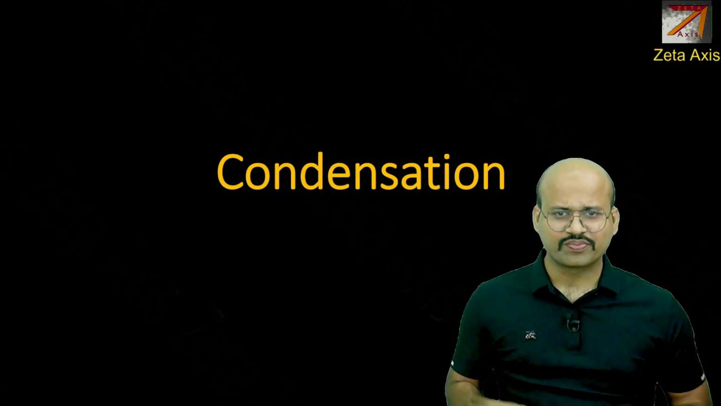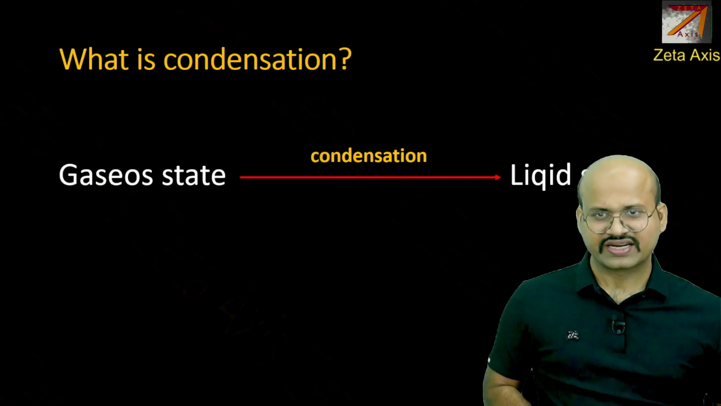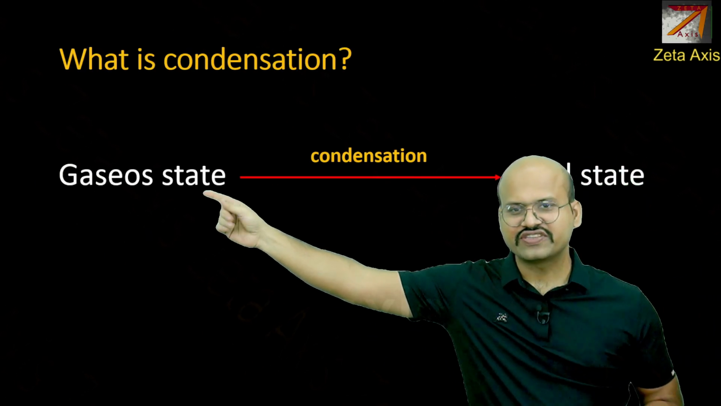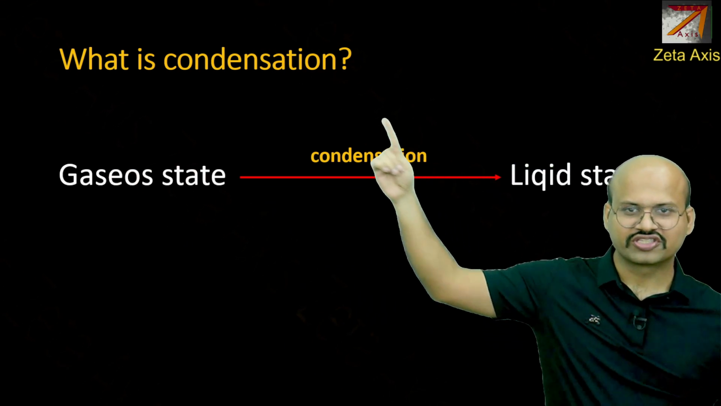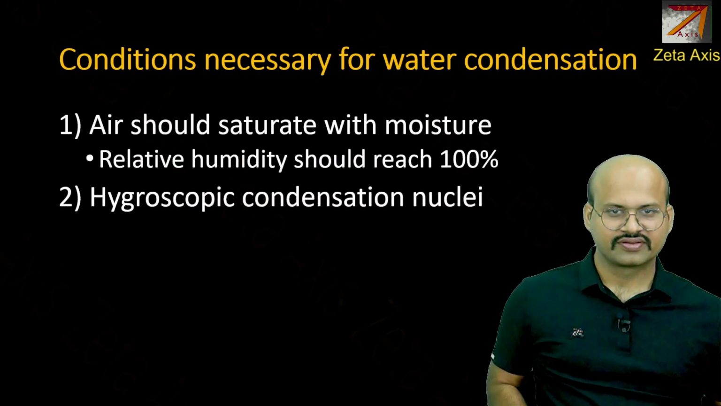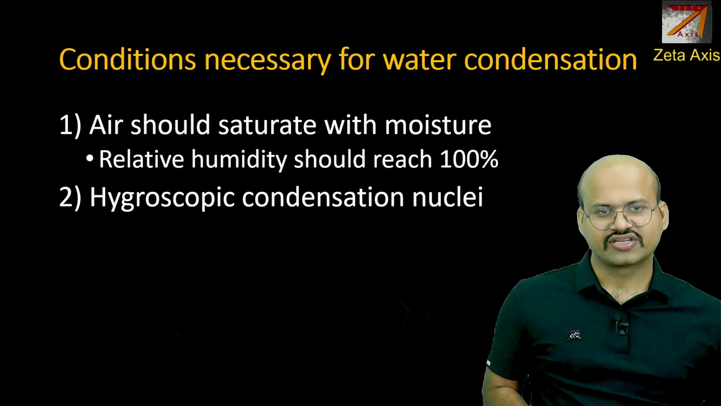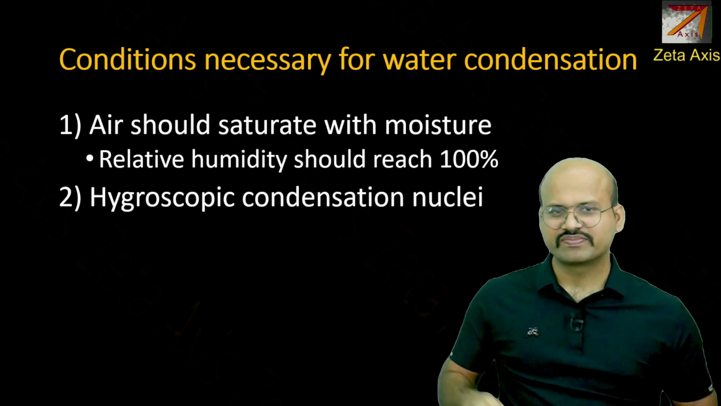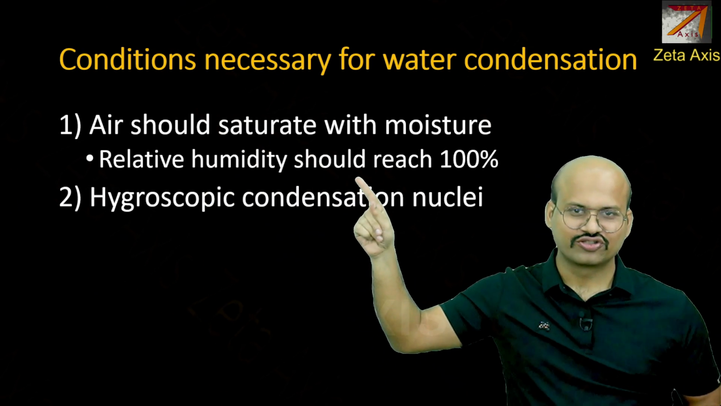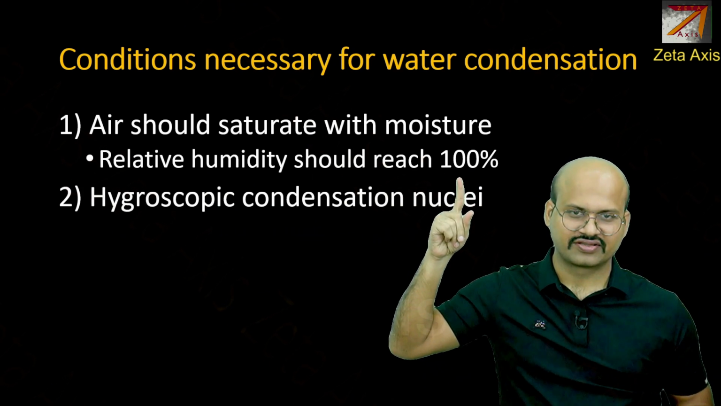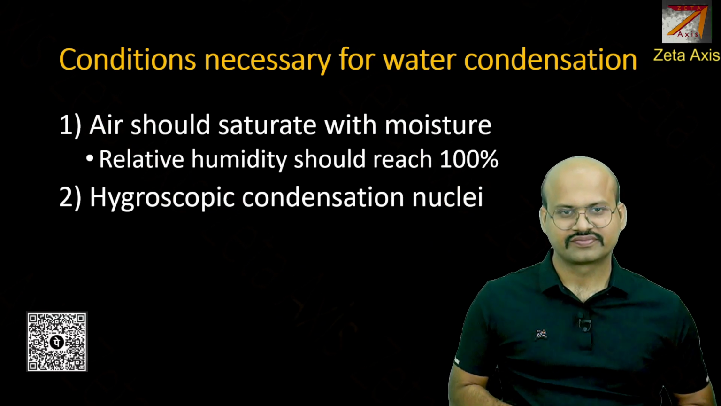Now let's discuss the process of condensation. So what is condensation? Condensation is basically change from gaseous state to liquid state. So this process is called condensation. Now for the moisture to condense, it requires mainly two things. The first is that the relative humidity should reach 100%. That is, the air must get saturated.